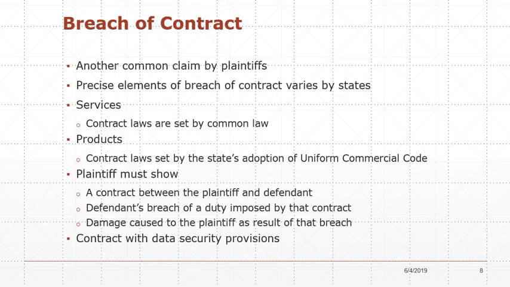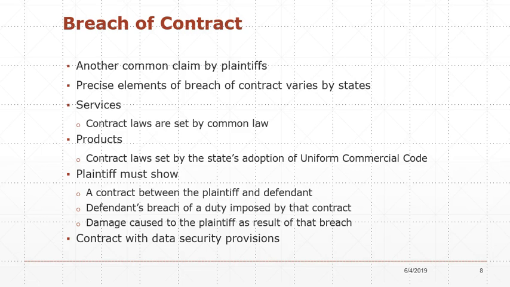Breach of contract is another common claim by plaintiffs. Precise elements of breach of contract vary by state, of course, and the laws are set by common law. However, most of the contract laws at the state level are through adoption of what's called the Uniform Commercial Code, so they're fairly similar. The plaintiff has to show that there actually existed a contract between the plaintiff and the defendant, that the defendant's breach of a duty was imposed by that contract, and that damage was caused to the plaintiff as a result of the breach.